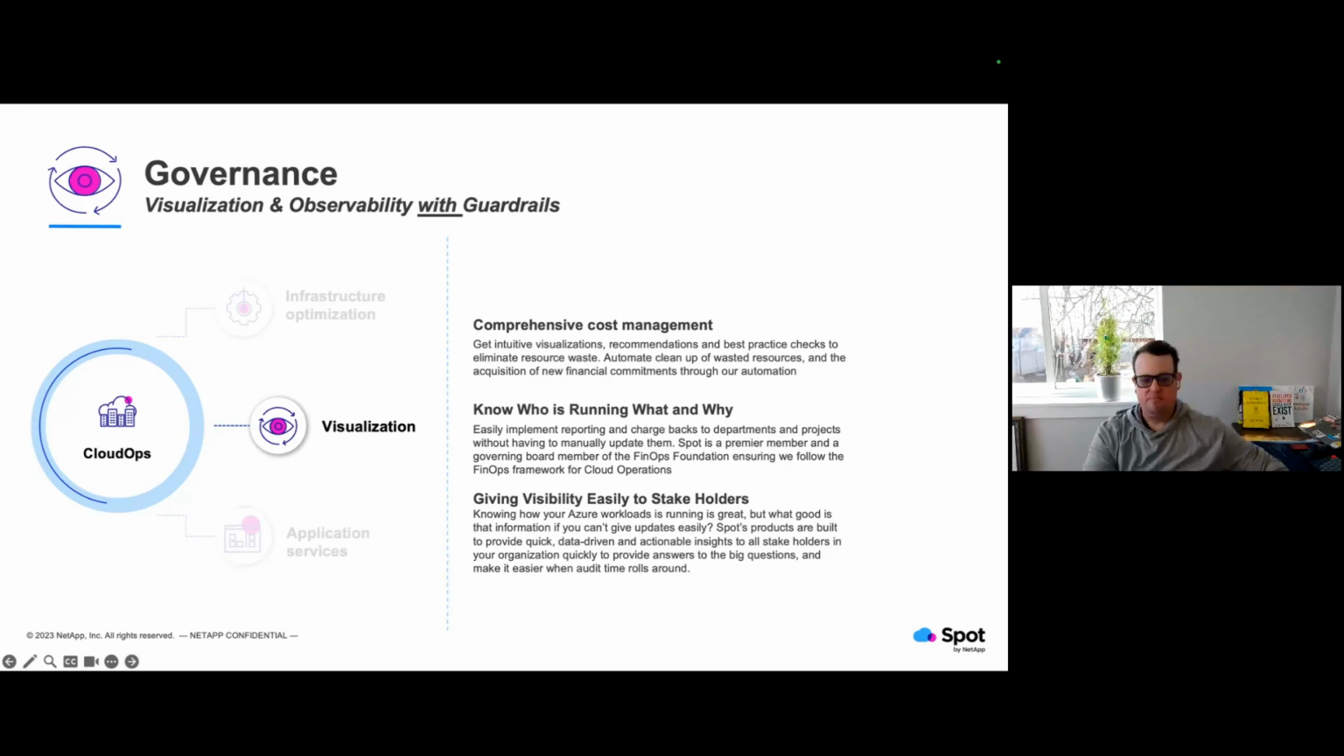Knowing how your Azure workloads are running is great, but if you have to give somebody access to your Azure console, it gets hard. So you can't give those updates easily. Our products are built to provide quick, data-driven, and actionable insights to all stakeholders within your organization to quickly provide answers to the big questions and make it easier when audit time rolls around.